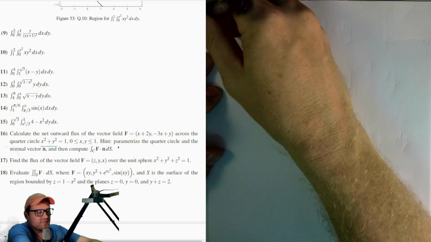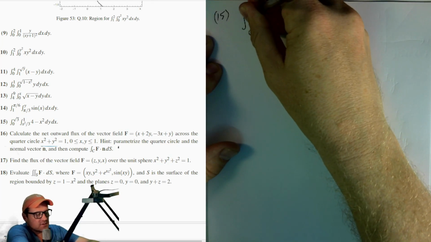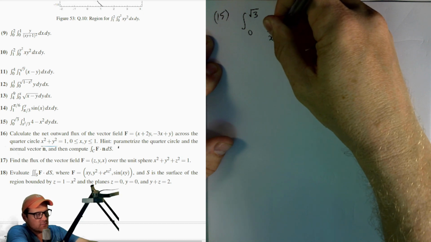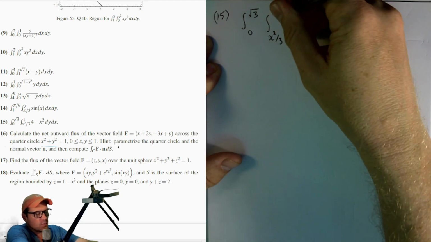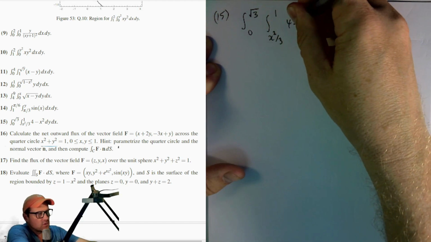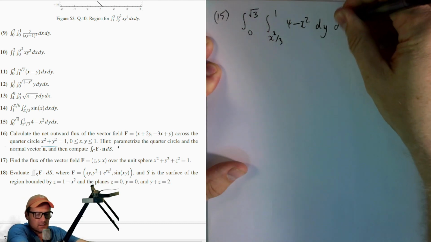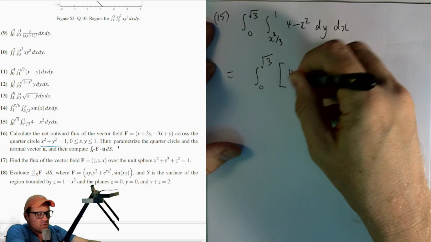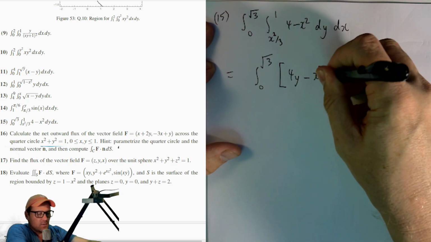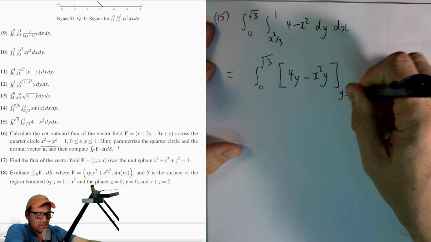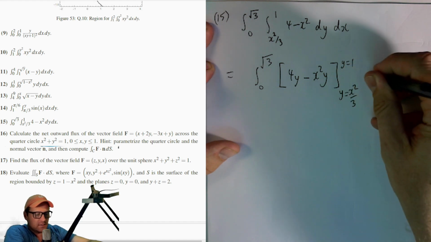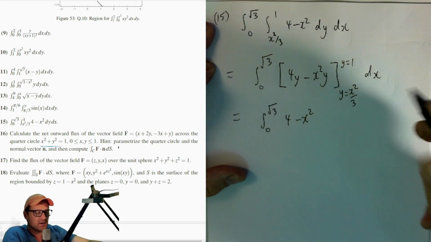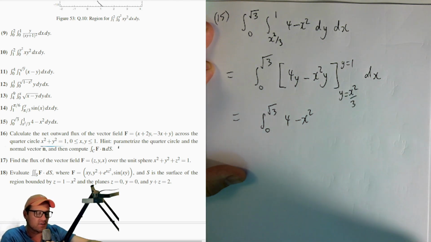Okay, question 15. X goes from 0 to the square root of 3, y goes to x squared from x squared over 3 to 1, and we are integrating 4 minus x squared dy dx. Okay, so first integrating with respect to y, or y minus x squared, y equals x squared over 3, y equals 1. Replacing y with 1 there, 4 minus x squared.